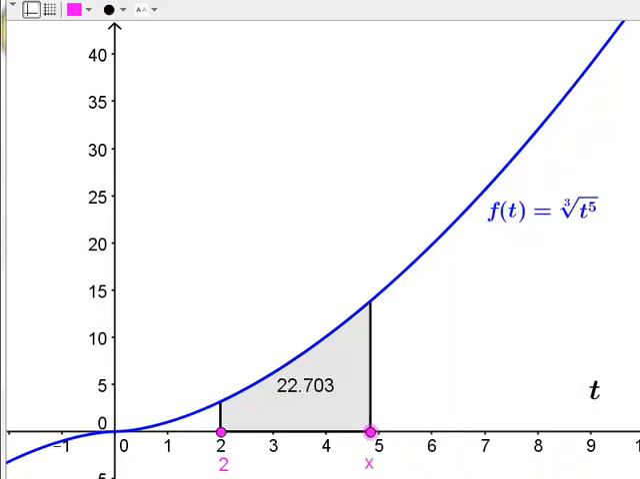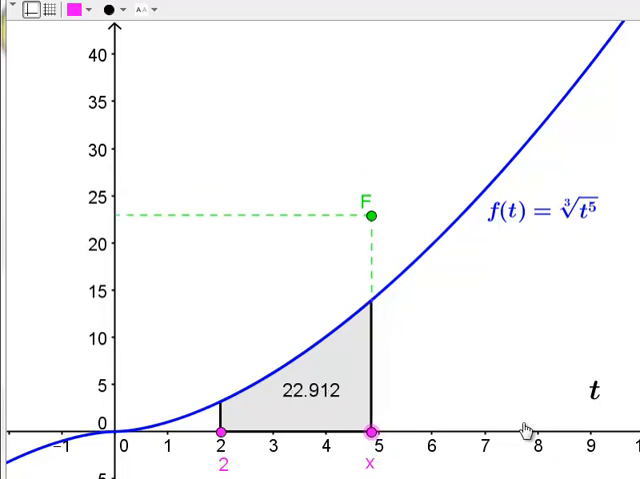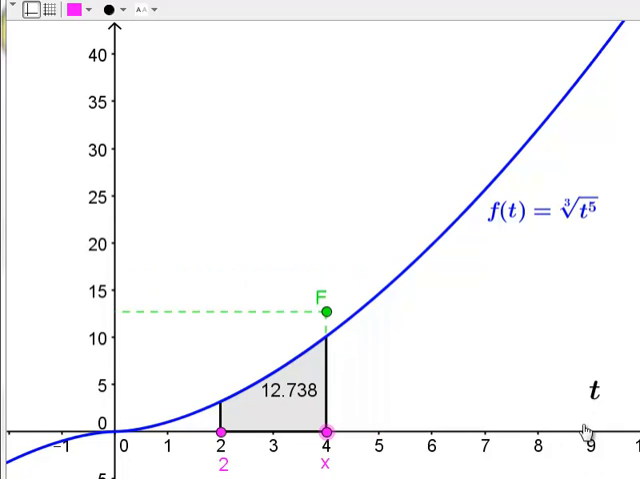Well, let's start by graphing big F. So I've got that built into my GeoGebra construction, and there you see that point that just appeared on the screen, that green point. Notice that right now when the area under the curve is about 25, that's the y value of that green point F. As I drag to the left and I see that the area is 12.7, that looks like what the y value is for the green point F.